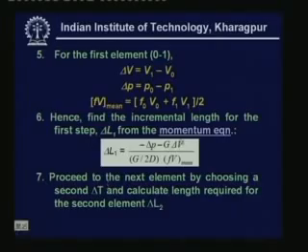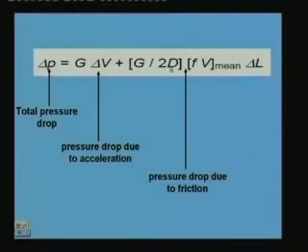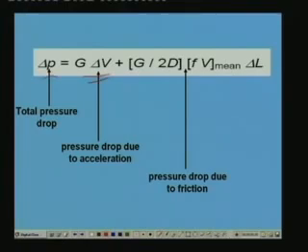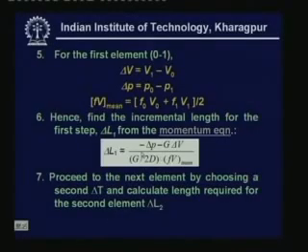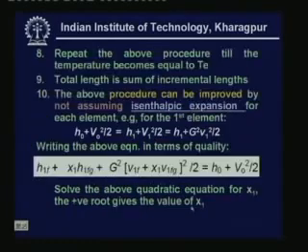So if you rewrite the momentum equation, this is the momentum equation. Okay. So you take this term to this side and write everything in terms of delta L. Okay, so take this term also onto this side. Then you get this expression. So we know the length of the first element. Then you proceed to the next element by choosing a second delta T and calculate length required for the second element delta L2. Repeat the above procedure till the temperature becomes equal to T, okay, as I have already explained to you, and total length is the sum of incremental lengths.